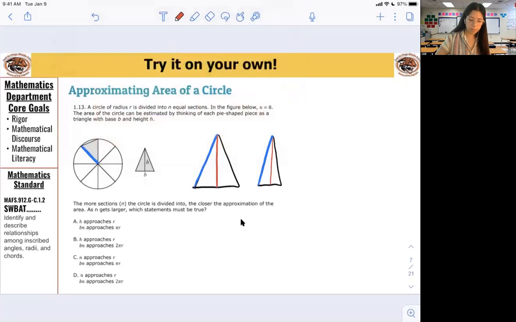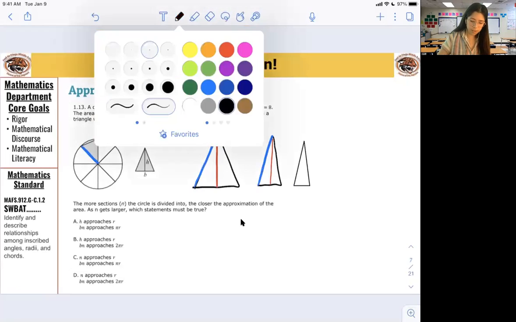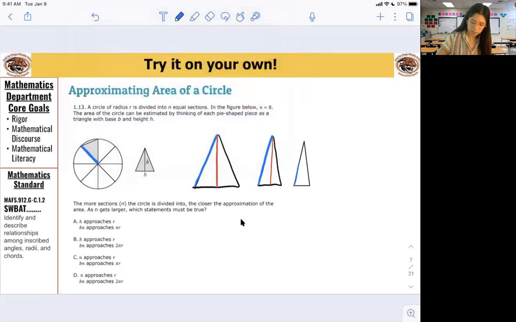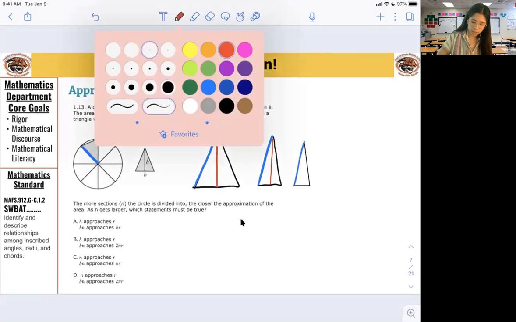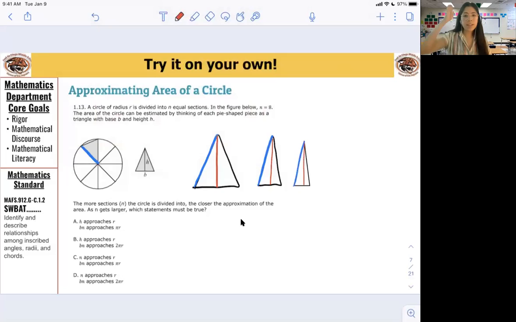I'm going to do it one more time. I'm going to make it even thinner than that. Make it super, super thin. Okay. And again, here's my radius. And then this is the height. As it gets thinner and thinner and thinner, what's getting closer and closer together? What gets closer and closer together?